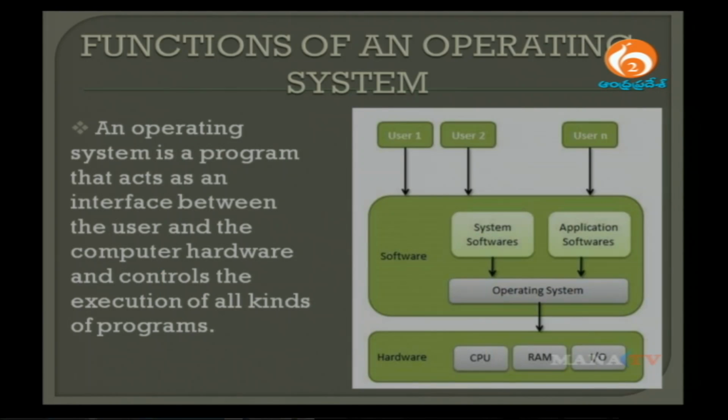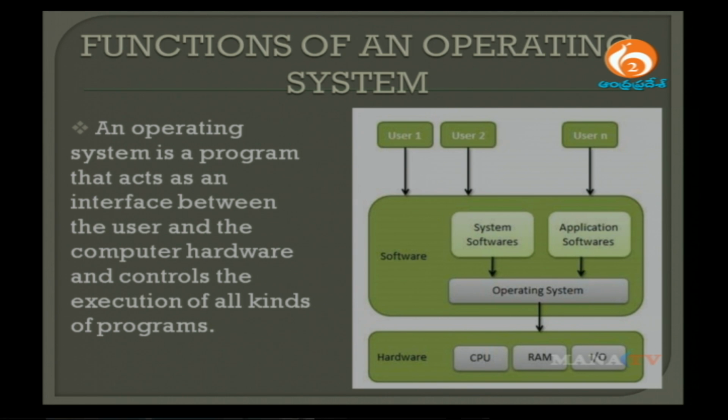So now let us see another flow chart of the operating system. An operating system is a program that acts as an interface between the user and the computer hardware and controls the execution of all kinds of programs. For example, if you can see here, we have user 1, user 2 and user infinity, that is user n. User 1 gives the command, user 2 gives the command, user n also gives the command.